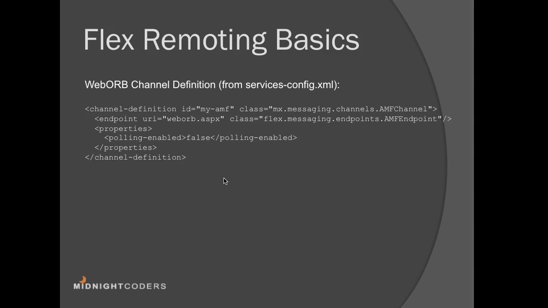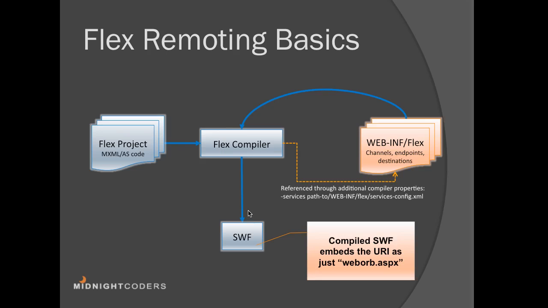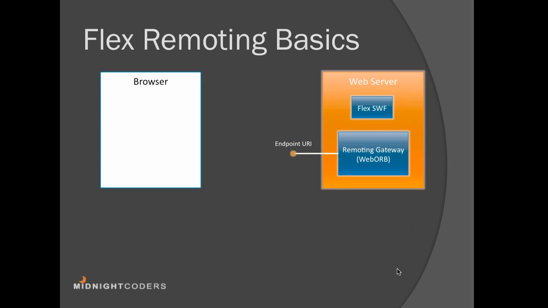Let's review one of the channel definitions. Specifically, it is the basic AMF channel definition, which you will find, in this case, in WebORB for .NET. Now notice that the actual endpoint URI is a relative URL. In this case, it is just weborb.aspx. As a result, when the application is compiled, the URI for WebORB, which will be embedded in the SWF, is going to be just weborb.aspx. And let's review how that URL is going to be resolved.